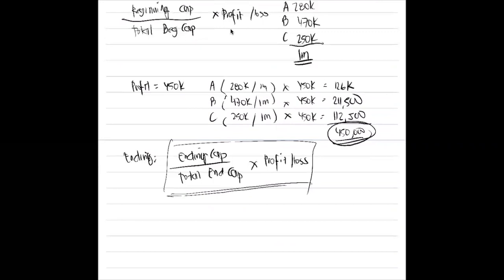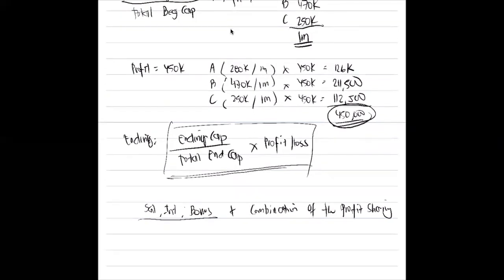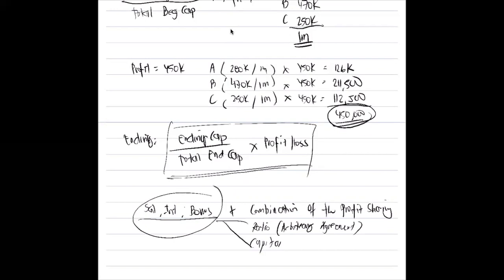For next session, we will discuss your salaries, interest, and bonus, plus the combination of the profit sharing agreements. So may salaries, interest, and bonus na. Meron pa tayong either ratio based on arbitrary agreement or pwede ring through capital. Ganun. So meron na to, meron pa to. So i-discuss natin yan next meeting.